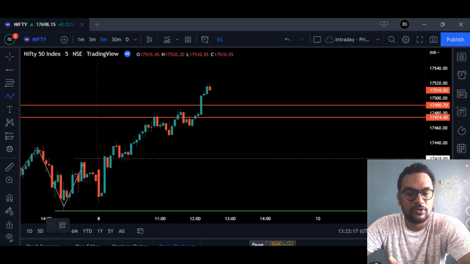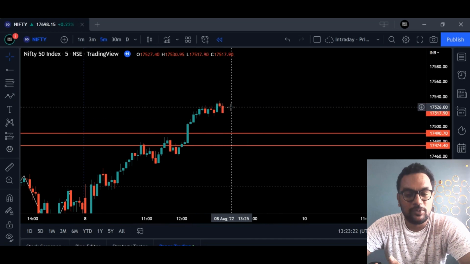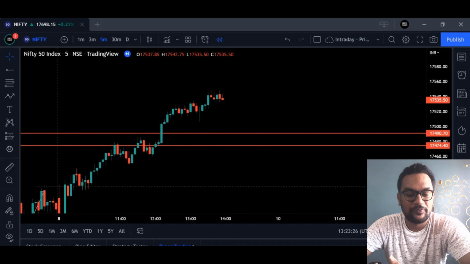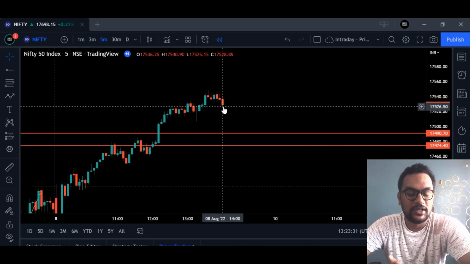Did they push the price down? No, they are not. They are not able to push the price down. Look at this, still it is moving. So what can you do at this point? Now we can check the option price.